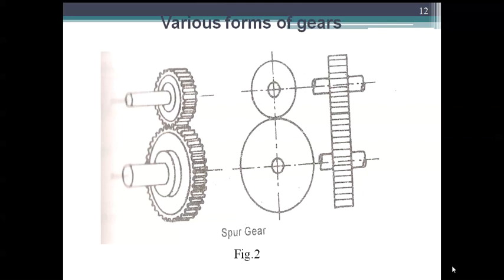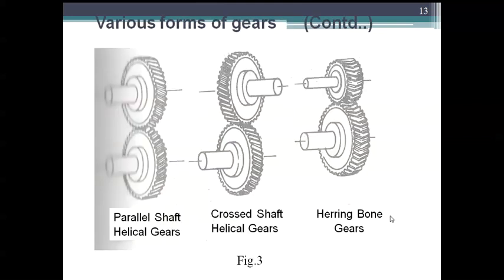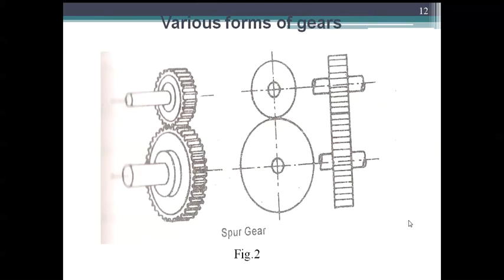So here, the first one is the spur gear, as we can see. Spur gears are used for power transfer between shafts which are parallel to each other. Both shafts are parallel to each other, and both are coplanar also.